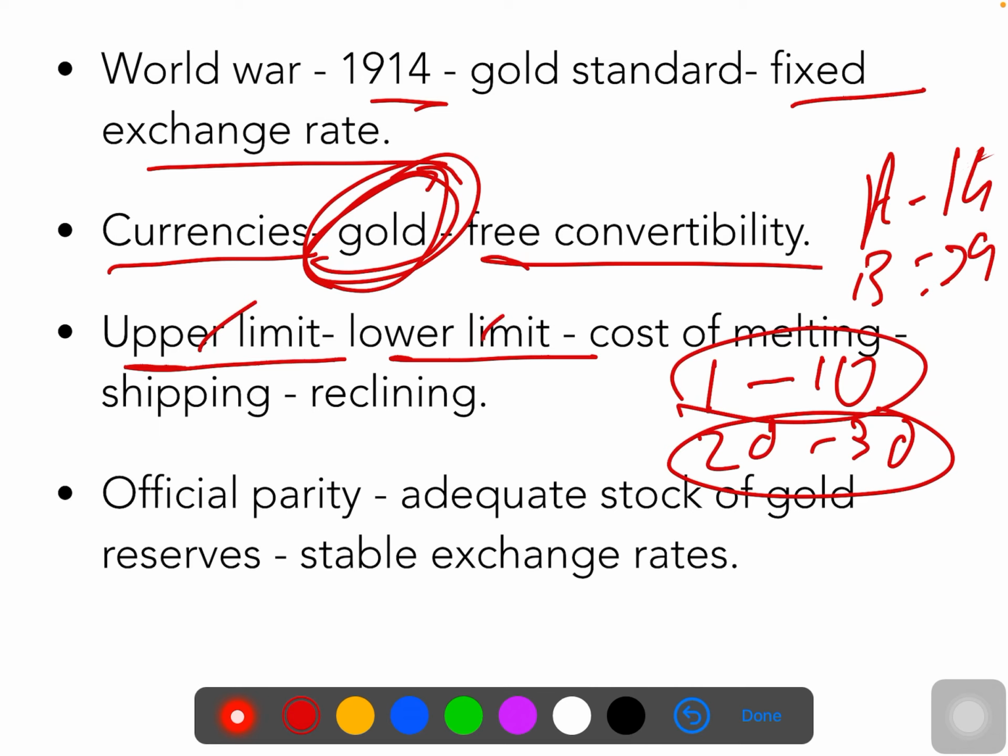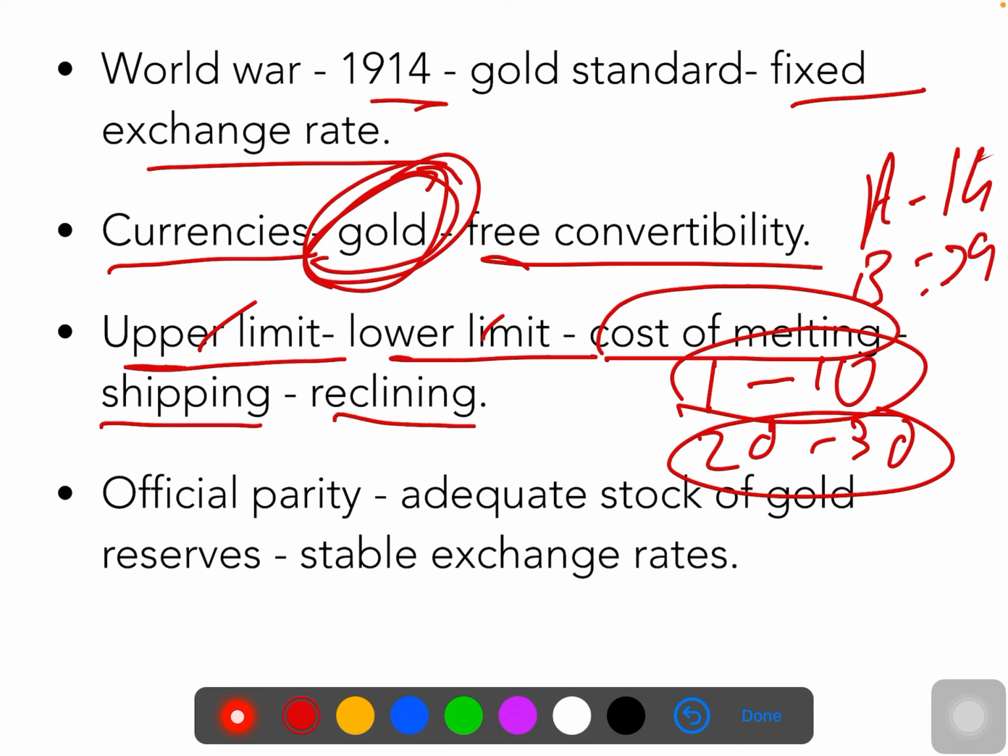These limits were set by the cost of melting. So what is the cost of melting? When we melt gold, how much money does it take? Then shipping, when you ship the gold, and recoining between the two currencies. These are the expenses. By considering them, we used to fix the upper limit, the lower limit and the price.